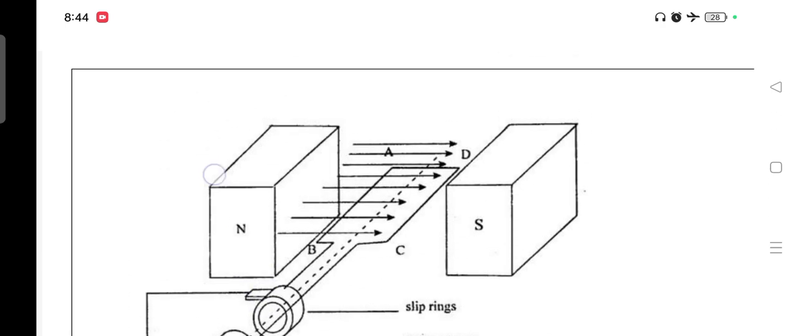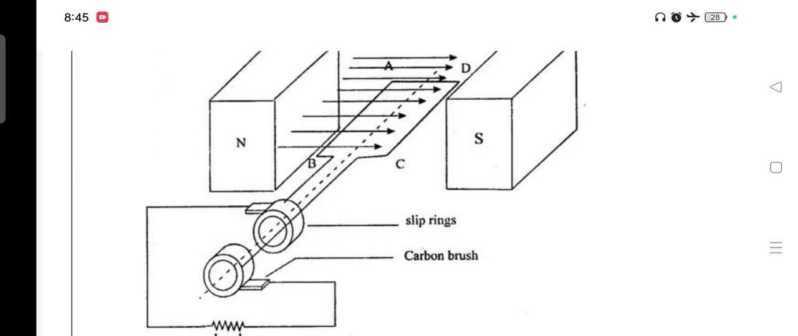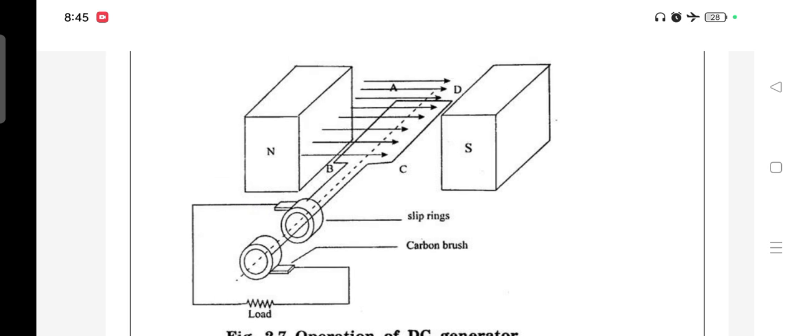Then we can discuss the operation of the DC generator. See, this is the diagram of the DC generator, where it consists of two poles, the north pole and the south pole, and it is made up of a load, carbon brushes, slip rings, and then there is a rectangular winding A, B, C, D. Once the flux is created, it moves from the north pole to the south pole, with the direction indicated from AD to BC.